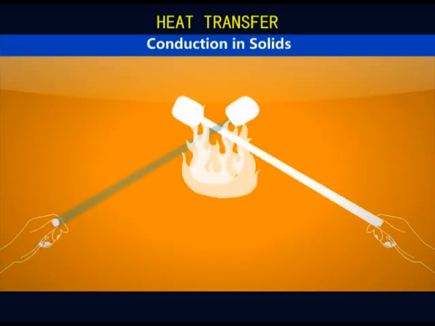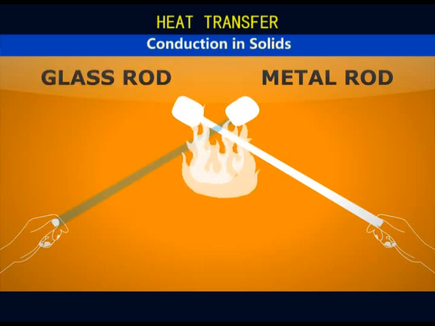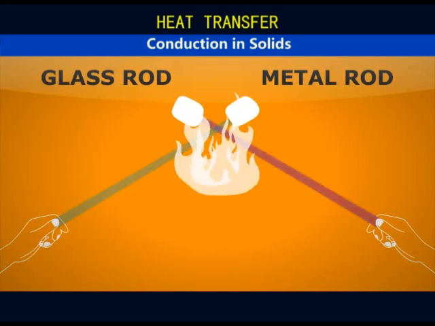Consider these two solids held with the hand on one end, while the other end is placed in fire. One is a metal and the other is a glass rod. In which of the two do you think heat will reach the hand first? Common experience will tell you that it is the metal rod.